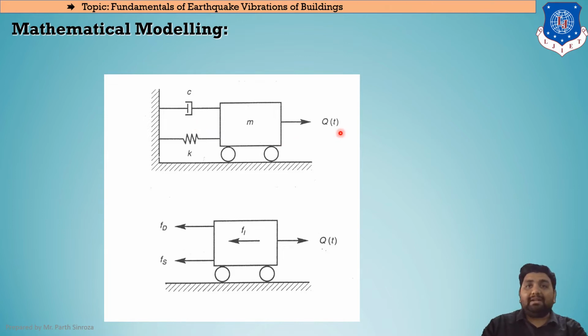So the force applied here is Q of t, or you can say F of t. So as per the D'Alembert's principle that we have discussed earlier, F of t will be equal to the summation of the remaining forces, that is the spring force, the damping force, and the inertia force. Clear? So this will be the mathematical model. So this expression will be the mathematical model of how we are representing. We will be representing every time in terms of spring mass model.